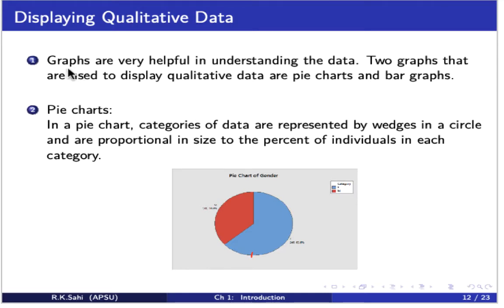Now, graphs are very helpful in displaying data and understanding the data too. So if we are looking at qualitative data, the two graphs which help us to display it are pie charts and bar graphs. Now, in a pie chart, the categories of the data are represented by wedges in a circle. And they're proportional in size to the percent of individuals in each of these categories.